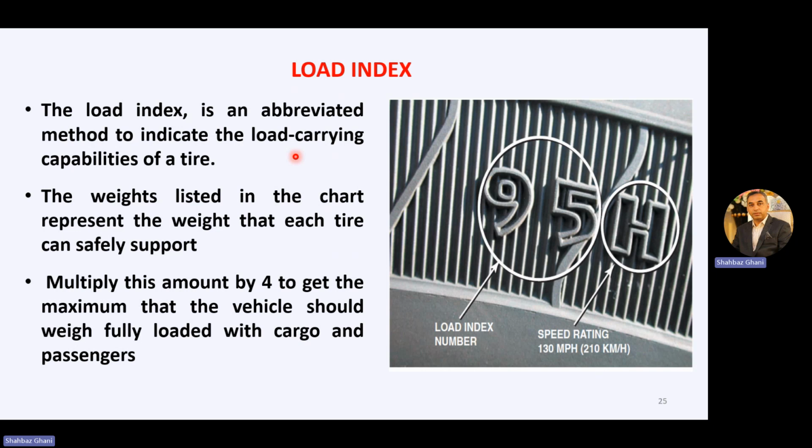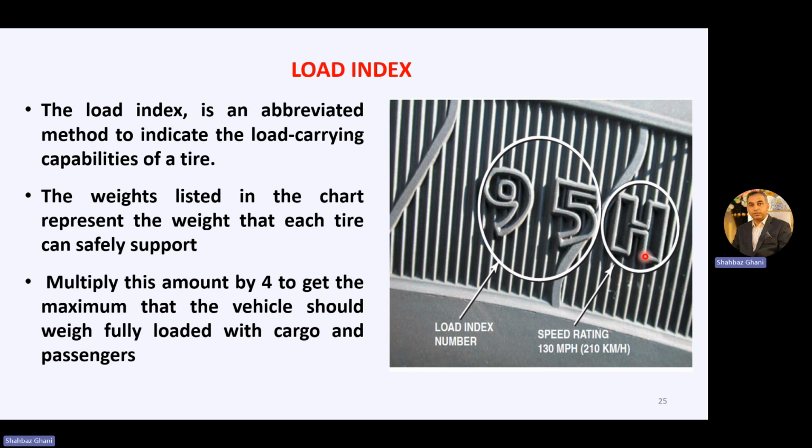The load index is this figure, the numeric value. It corresponds on the table to a certain amount of kilograms it can withstand. So one tire withstands that much of a kilogram, then multiply by 4. That vehicle can withstand that much of a load. Speed rating: alphabets denote the speed rating. We have the speed rating.